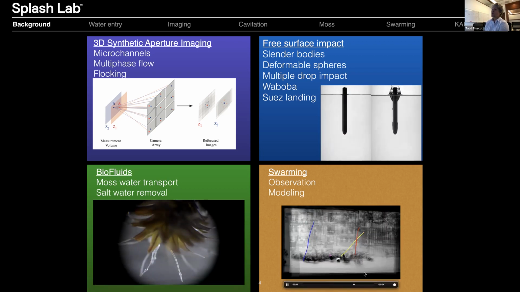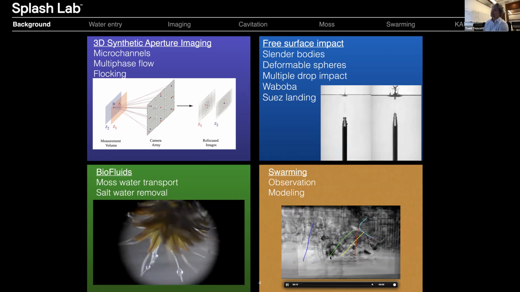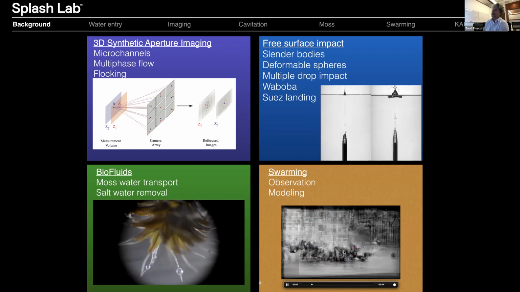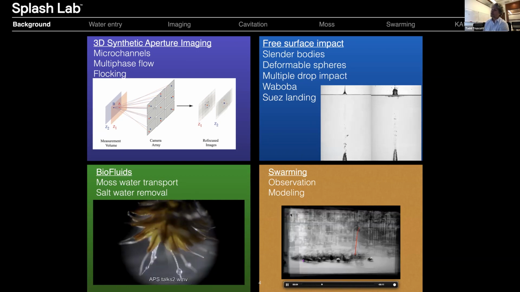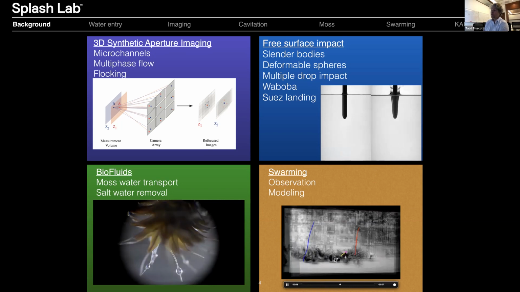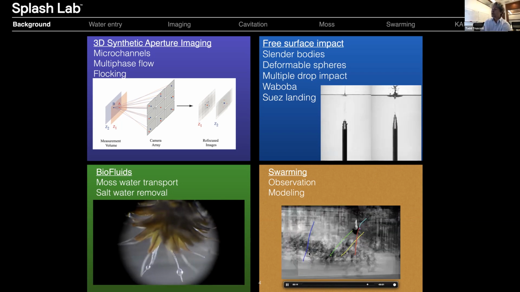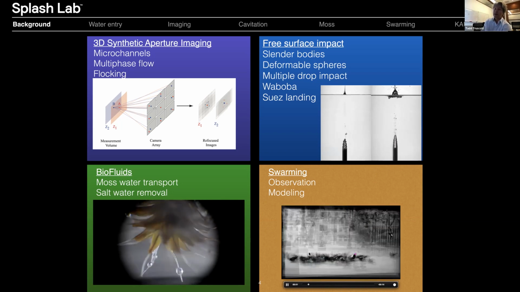And then again, here's some swarming work. What you're seeing is about 50 pigeons flocking or leaving the ground. And we're using this synthetic aperture imaging in the upper left to dissect the flow of the birds. And you can see that I'm tracking their beaks here in red, yellow, and blue. So we do more than just that. We looked at pelotons and other things, but I won't talk about that today.